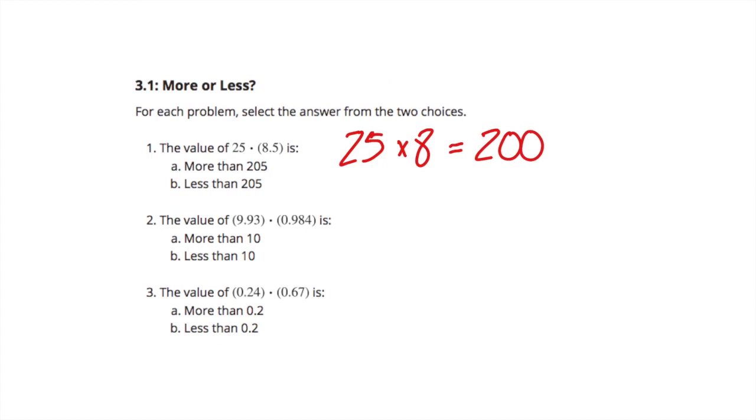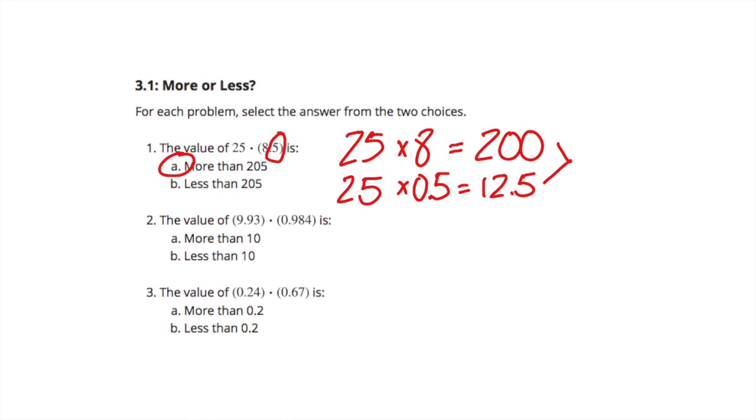And then looking at this factor, knowing that I have 8 groups of 25, I'm going to need another half of a group of 25. So 25 times 1/2 would be half of 25, or 12.5. Now combining those to get my total product for this problem is going to clearly be more than 205.